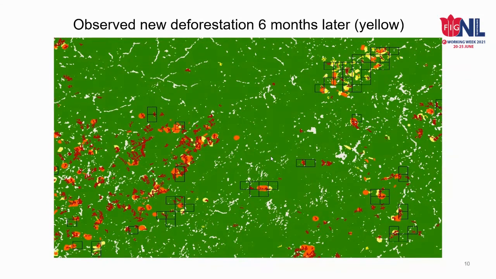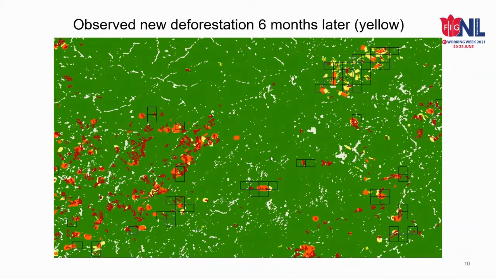Those are now deforested. That's what actually came true. In the top right corner, we saw a concentration of predictions, and now there's also a concentration of actual deforestation there. That would have been 6 months ago a good place to go to and investigate, and see what kind of intervention we could have done there.